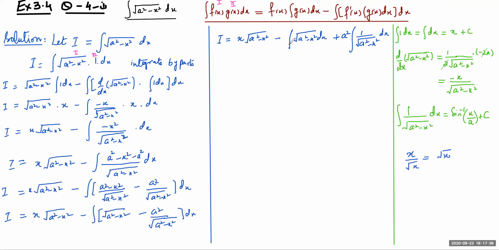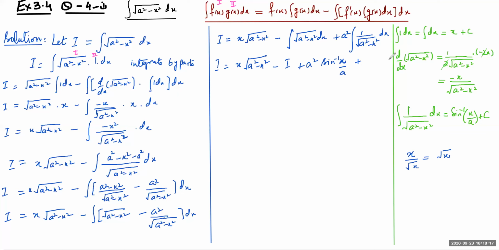And now what? What is this integral? Just have a look at this integral and compare it with our first one. You can see this is our integral I. Integral I was integral square root of a square minus x square into dx. So in place of it, write I. Your result will be I is equal to x into square root of a square minus x square minus I plus a square. And what about this one? Use this result here and you will get sine inverse x by a plus a constant of integration.